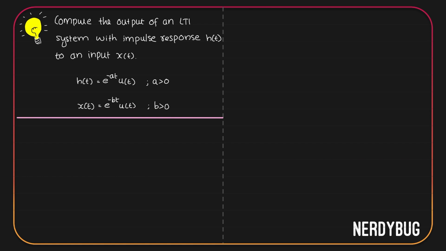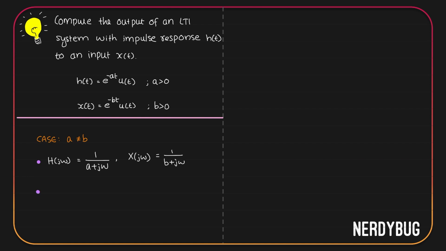There are two things that can happen here. The first case is when a is not equal to b. We have h of t is e raised to minus at u of t. We already know the Fourier transform of that. H of j omega will be 1 by a plus j omega. Similarly, x of t is e raised to minus bt u of t. So, X of j omega will be 1 by b plus j omega.